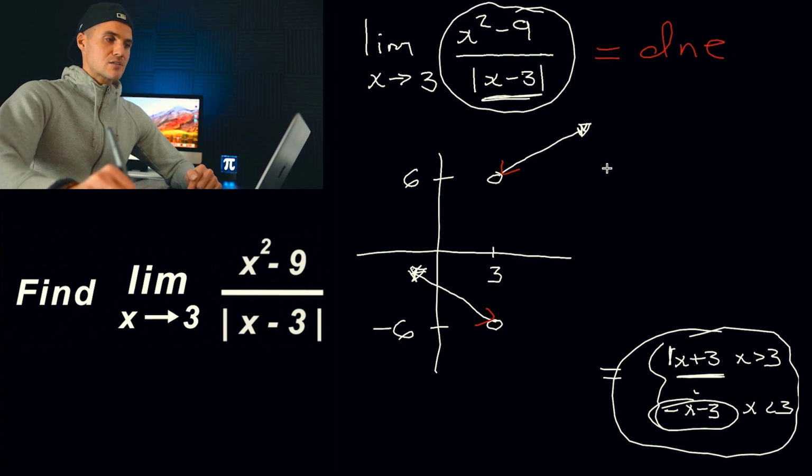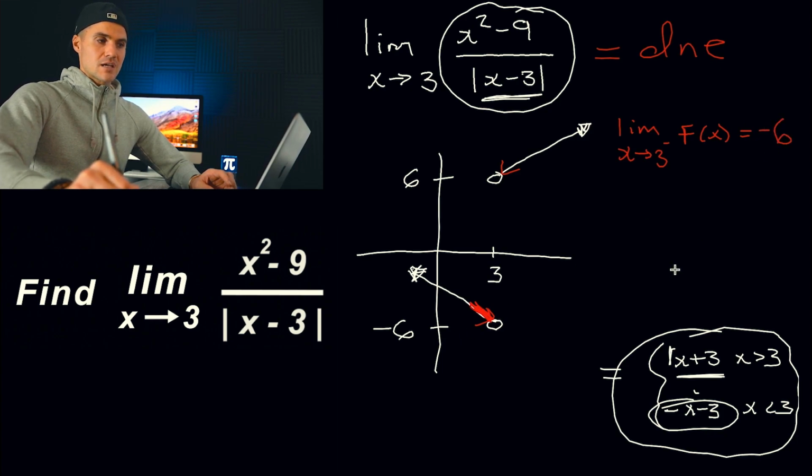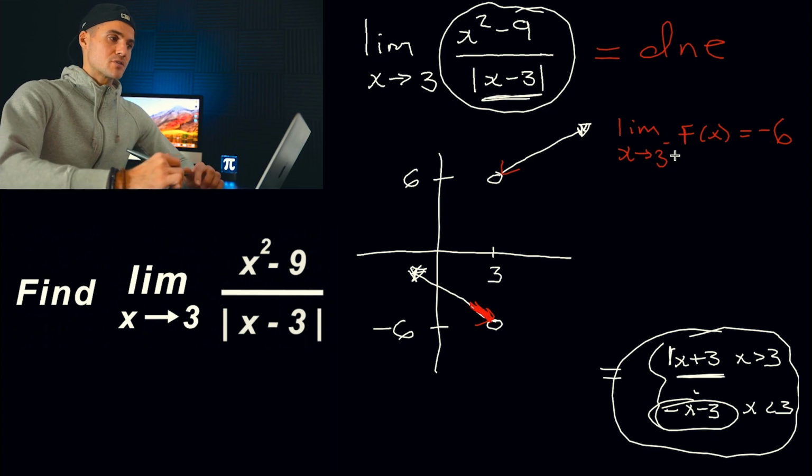Now, sometimes they'll ask you for one-sided limits for these kinds of functions. So the limit as x approaches 3 from the negative side, let's call this function f of x. Well, if we approach 3 from the negative side, what y value are we approaching here? Well, we're approaching a y value of -6. So the one-sided limit exists from the left side.